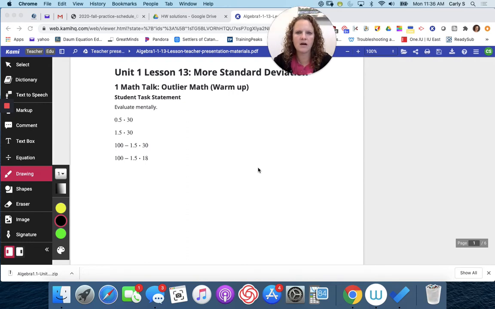We are in Unit 1, Lesson 13 in Algebra 1, still talking about statistics and a little bit more on standard deviation. Okay, so let's talk a little bit about outliers.